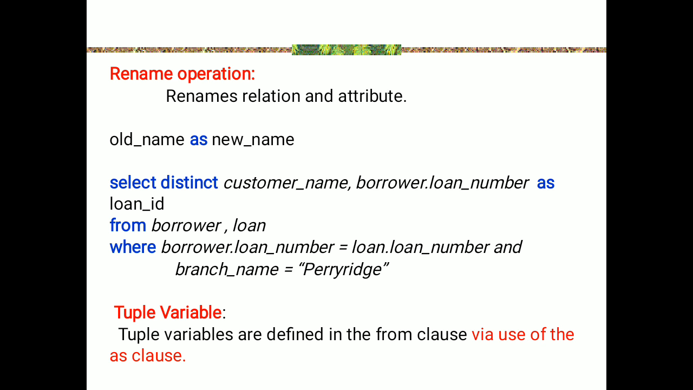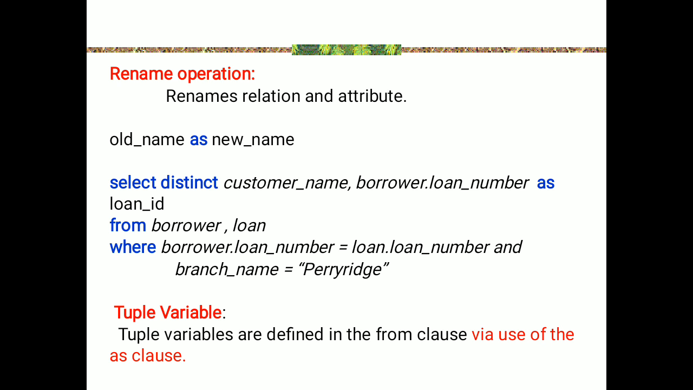In the rename operation, rename is nothing but the alias of a given relation. So we can rename relations and attributes. The syntax is old name as new name. Now let us see how to use the rename operation. Select distinct customer name, borrower dot loan number as loan ID from borrower comma loan.